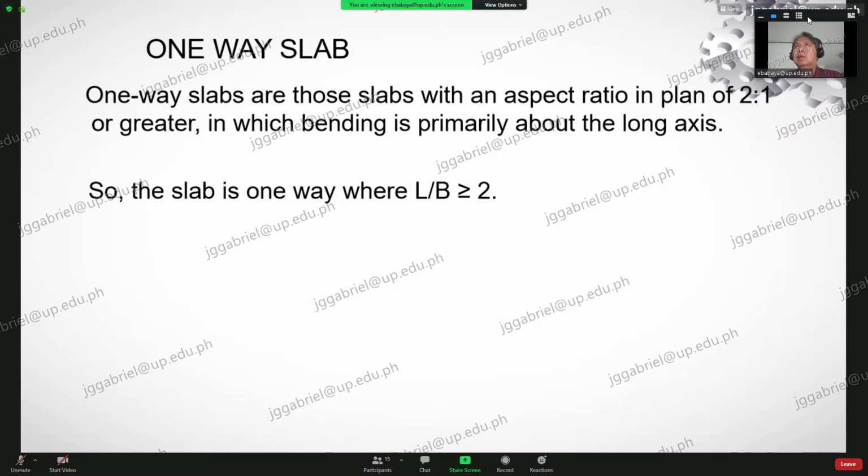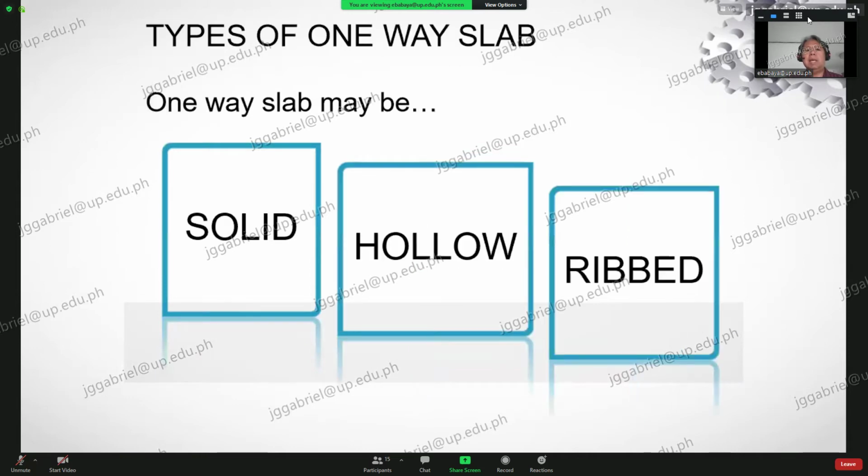Basically, yung bending mo noon, the deformation will be pronounced. It is pronounced, makikita ninyo doon sa shorter dimension. Okay? So the slab is one way where length over width is greater than or equal to 2. Okay? One-way slab may be solid, hollow, or ribbed.